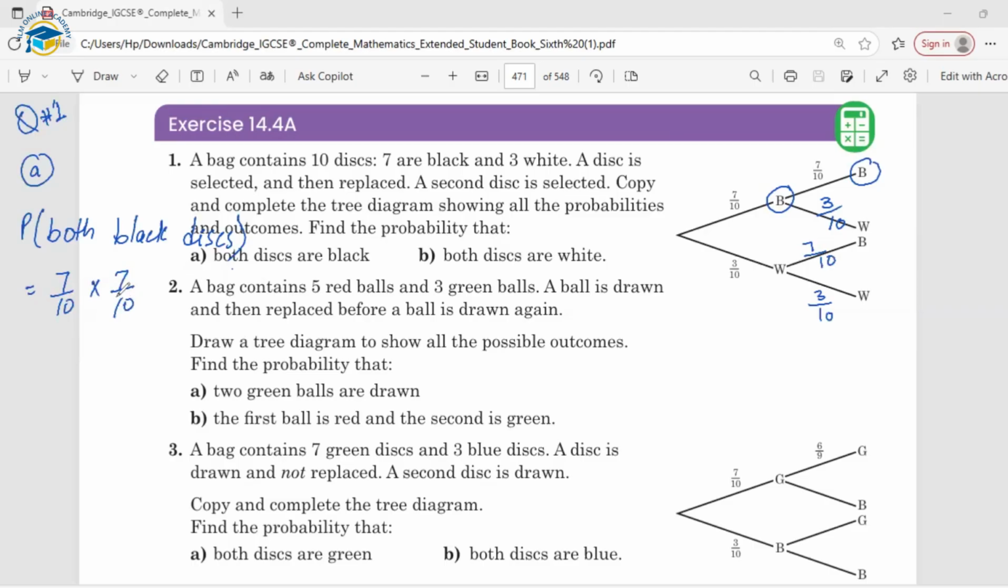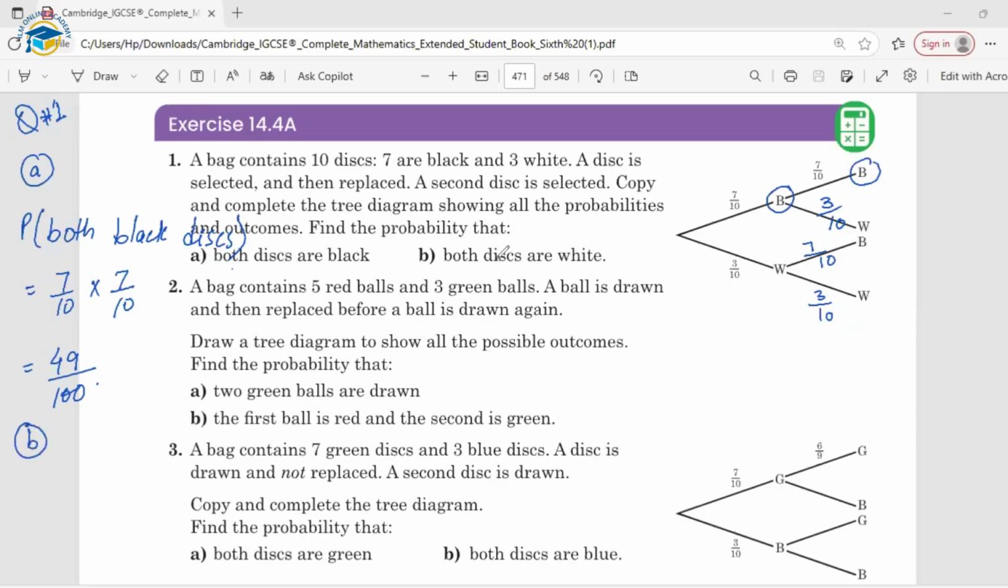Just keep this in your mind that when we are using the tree diagram, within one branch, we will multiply, and with different branches, if they are asking multiple things, we need to add them together. Right now, they are asking for the one single branch, so that's why I'm going to multiply. So 7 times 7 is 49, 10 times 10 will be 100. Okay, so 49 over 100 is basically the probability of both black discs.